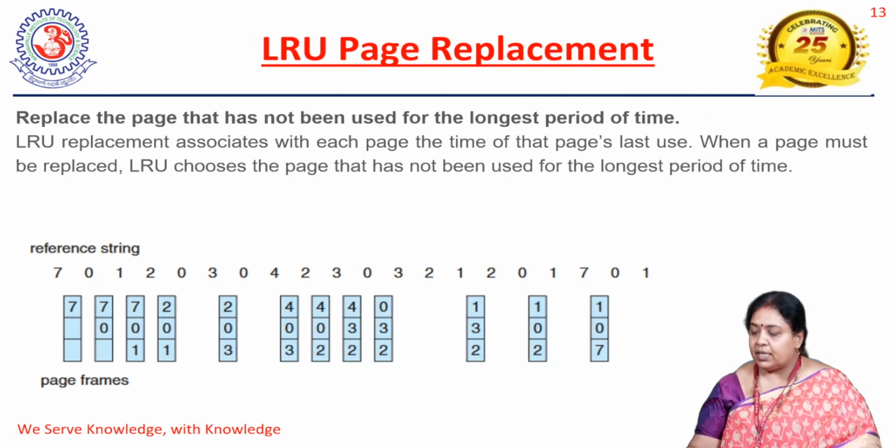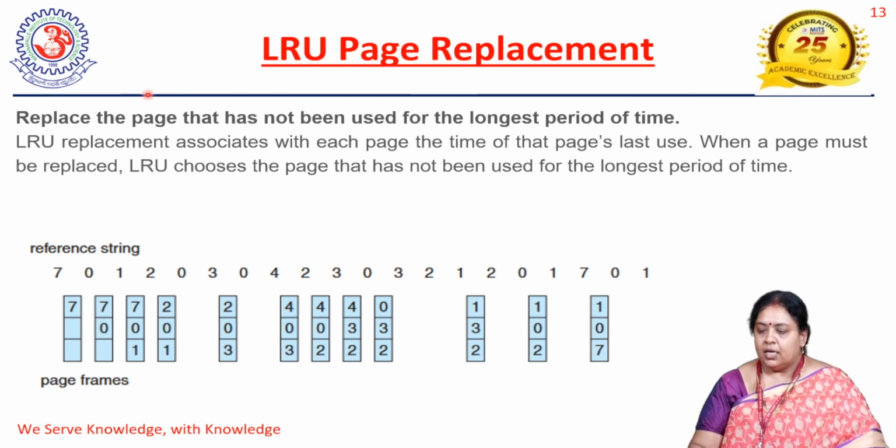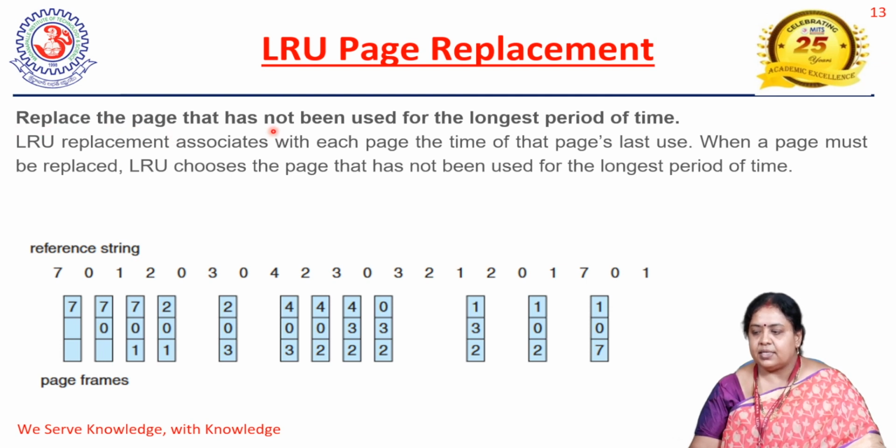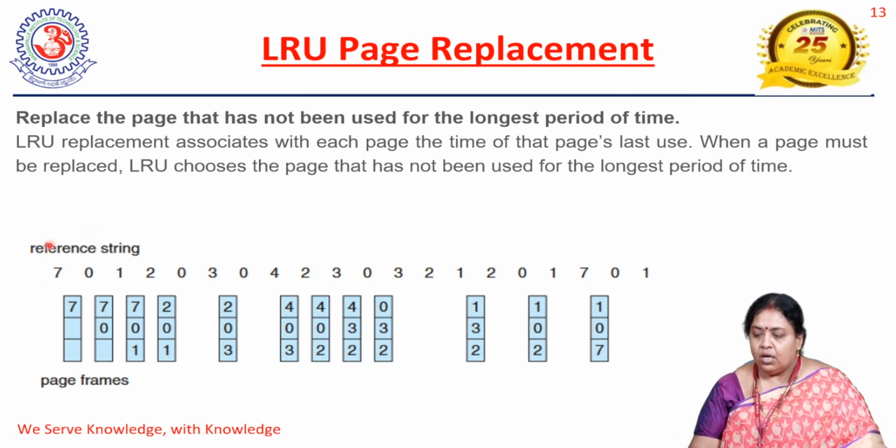Then we go for another algorithm that we call the LRU page replacement algorithm. The main procedure in this algorithm is to replace the page that has not been used for the longest period of time. That means we check in the backward direction. We have to record when we last used each page, and we replace the page that has not been used for the longest period of time.